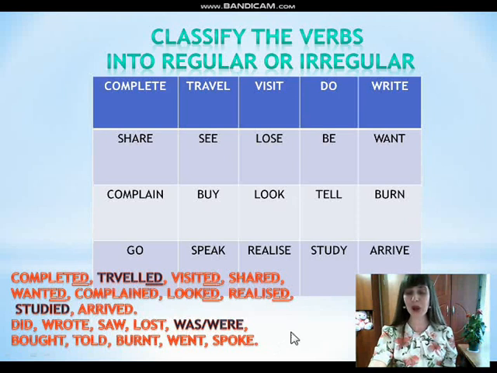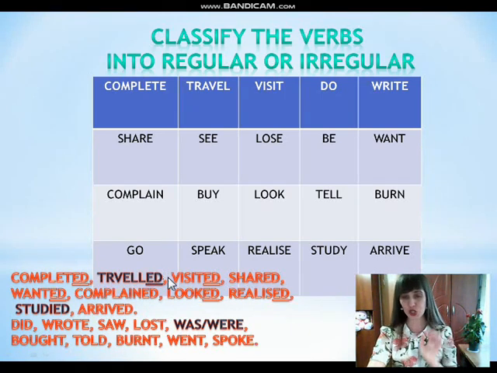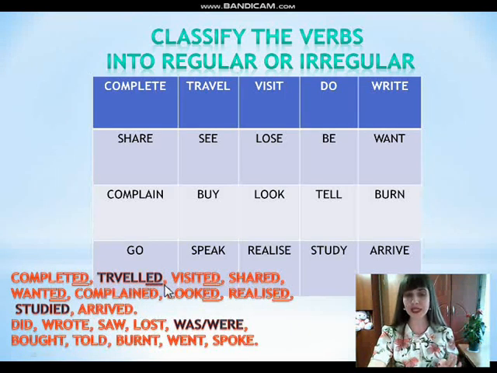Let's have a look at our correct answers. But I have some special words for you here. Let's have a look at traveled, studied, was, and were, okay? So traveled, we have the ending -ed, but we have the double L.